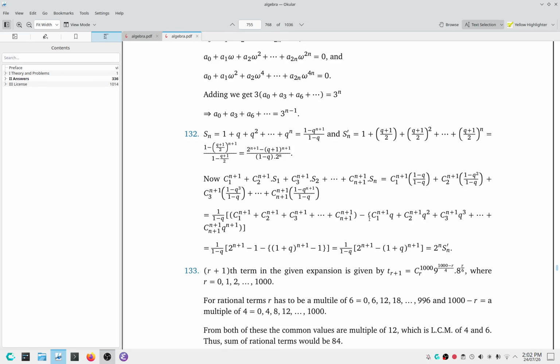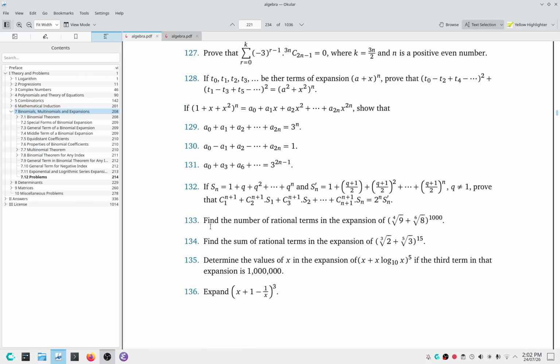It becomes [(n+1)C1 + (n+1)C2 + (n+1)C3 up to (n+1)C(n+1)] minus [(n+1)C1 q + (n+1)C2 q^2 and so on]. And we add this, it becomes 1/(1 - q) times [(2^(n+1) - 1) - ((1 + q)^(n+1) - 1)], which is equal to 1/(1 - q) times [2^(n+1) - (1 + q)^(n+1)], which is equal to 2^n Sn prime.